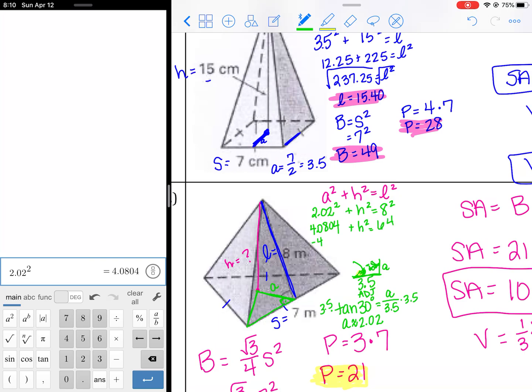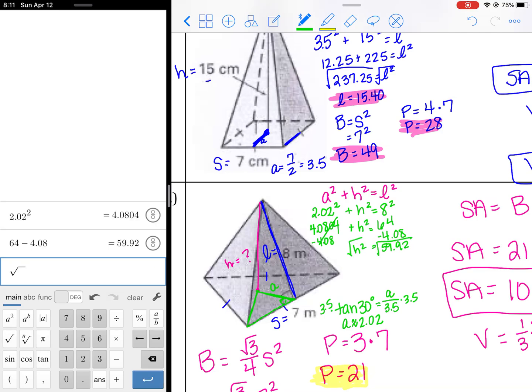So I need to subtract 4.08. I'm going to go in and shorten it. So 64 minus 4.08 is 59.92. That's going to be h squared. I need a little more room. Sorry, triangle. And then I'm going to take the square root of that. So the square root of 59.92 is 7.74.